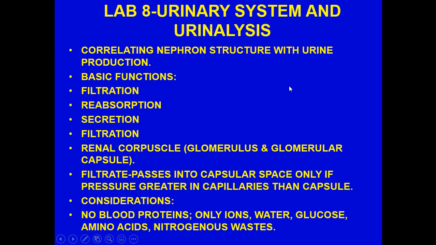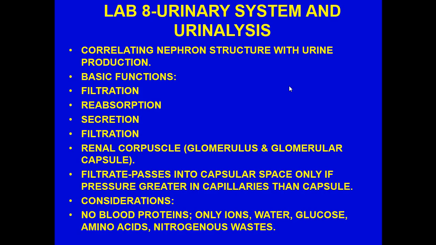When we correlate nephron structure with urine production, as we mentioned before, three basic functions: filtration, reabsorption, secretion. In filtration, the renal corpuscle, the glomerulus and glomerular capsule. You have the filtrate, which passes into the capsular space only if the pressure is greater in the capillaries than the capsule.